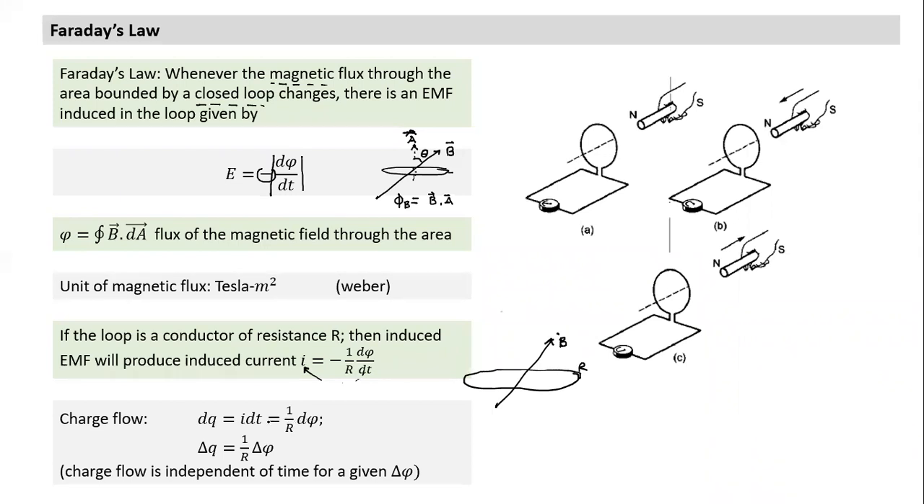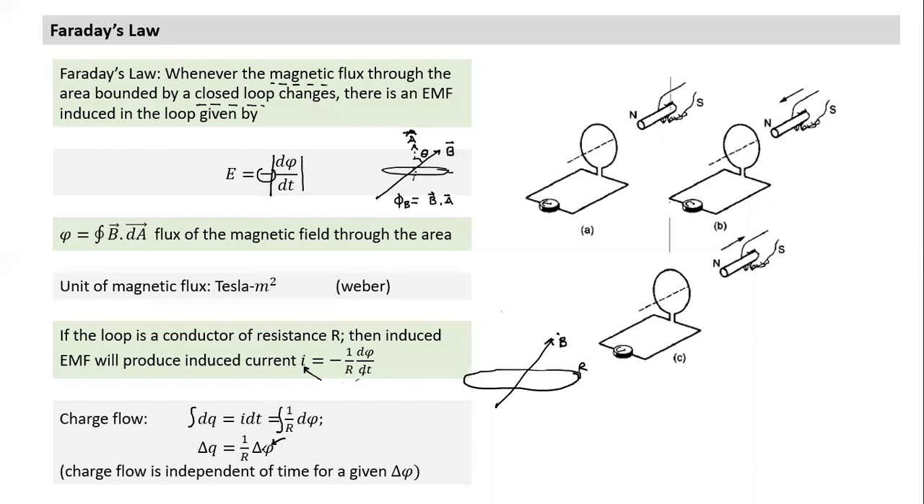And if I integrate this term, what do I get here? We get delta q, and on the other side 1 by R times the total change in flux. So what is the charge flow? The charge flow in a loop is equal to the change in flux divided by the resistance. So the charge flow is independent of time.